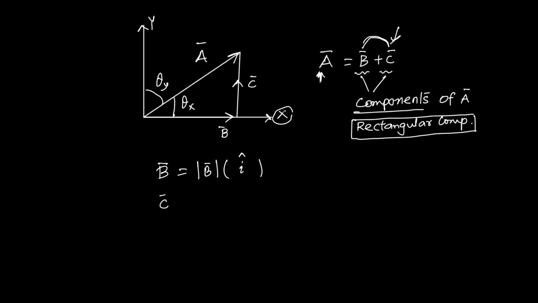Similarly, C vector can be written as mod of C into j cap, like this. And what is mod of B? Mod of B is mod of A cos theta x. What is mod of C? Mod of C is mod of A cos theta y.